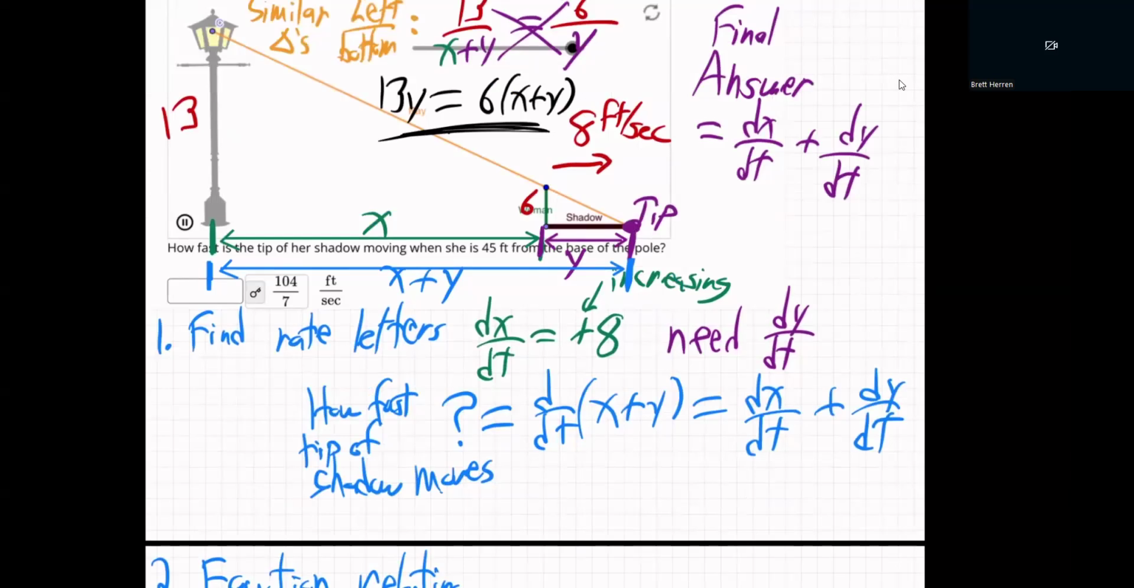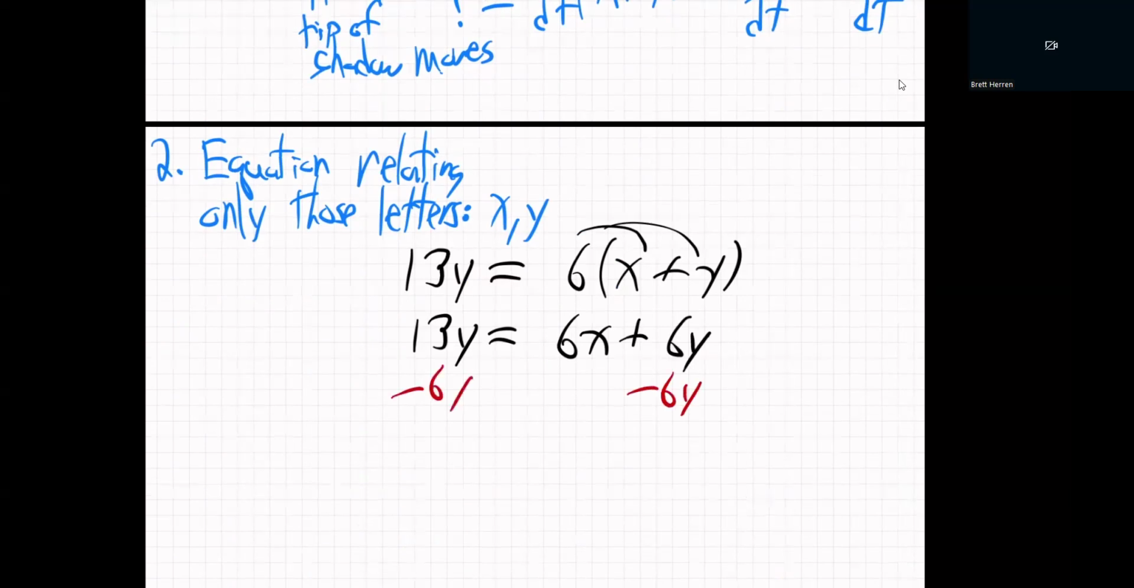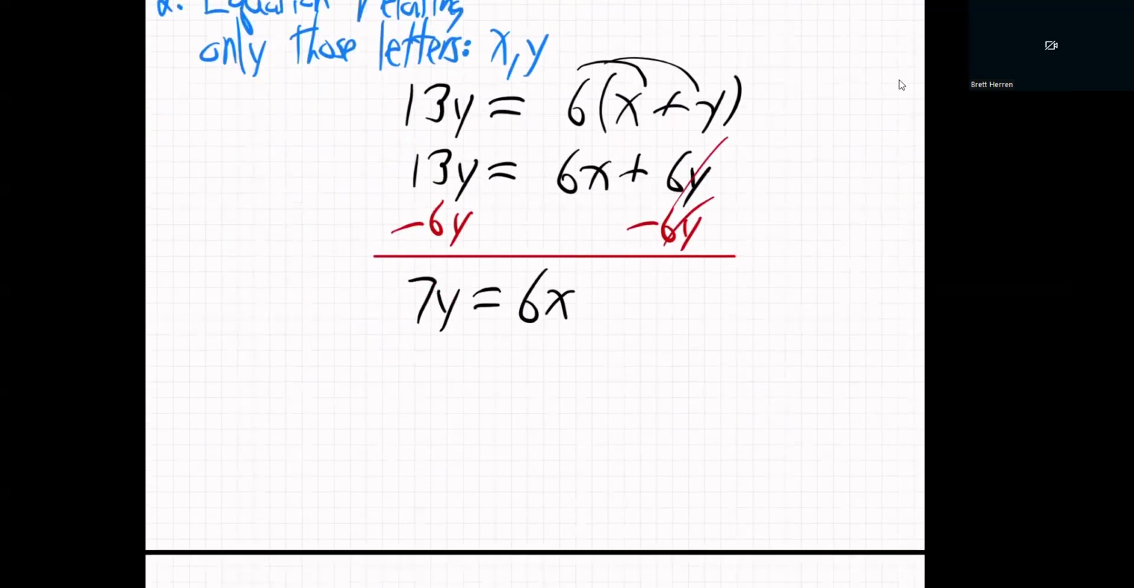So with that in mind, now we can clean this up a little bit. 13y is 6x plus 6y, and now we can just subtract 6y from both sides. We can do a little work on this equation ahead of time. Boom, boom. And so we get 7y is 6x. There's a connection between y and x. Very nice.